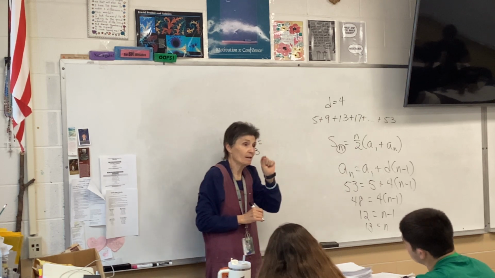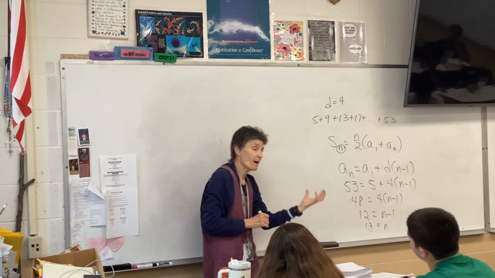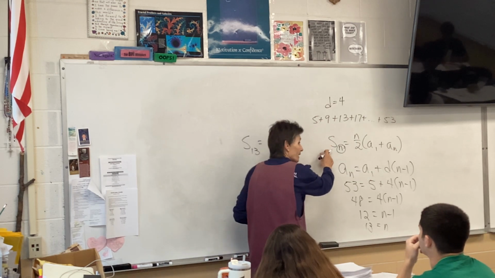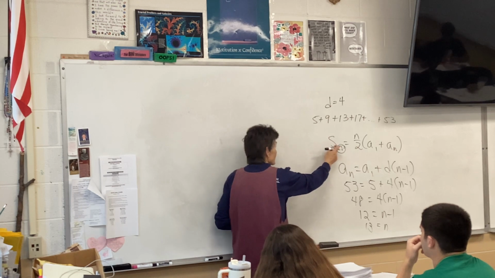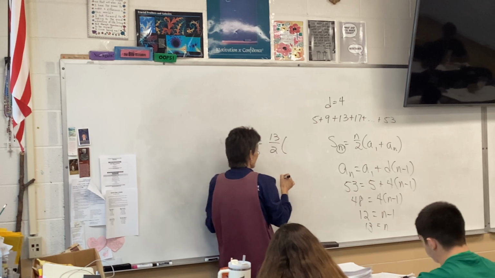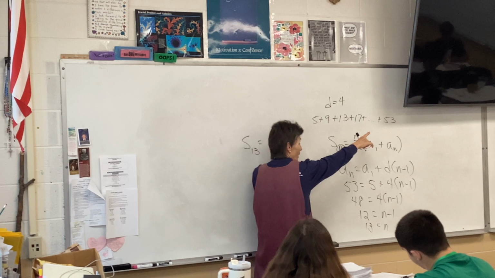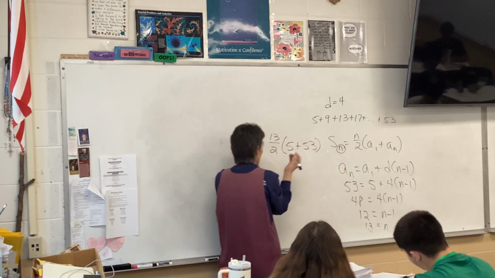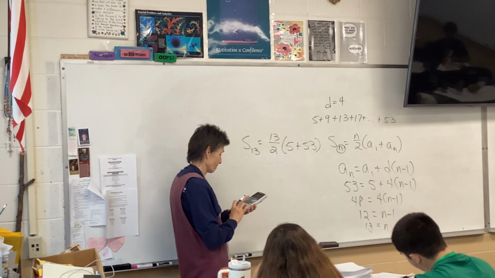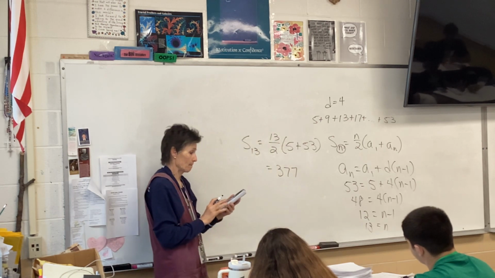This happens a lot with arithmetic sequences. You don't have everything you need, so you have to go to the other formula, get what you need, and then come back and answer the question. So the sum of 13 terms will be 13 over 2. What's the first one? 5. What's the 13th one? 53. And now I can do it. I got 377, but I could have been wrong.